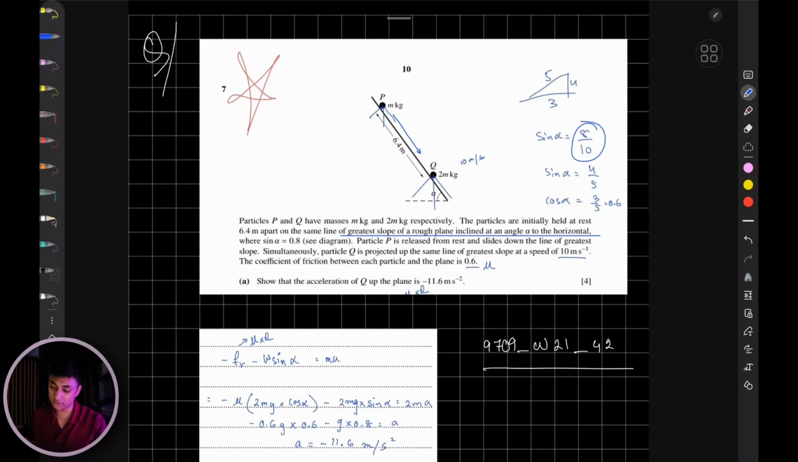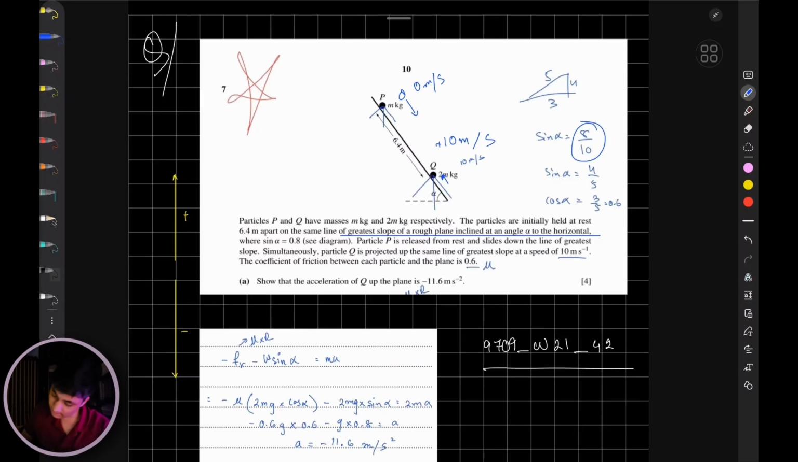Simultaneously, particle Q is projected up the same line of greatest slope at a speed of 10 meters per second. So while P drops from rest, that is 0 meters per second, due to gravity, at the same time they have pushed particle Q up the plane with an initial velocity of positive 10 meters per second. The first thing to understand is they're considering upwards as positive and downwards as negative.